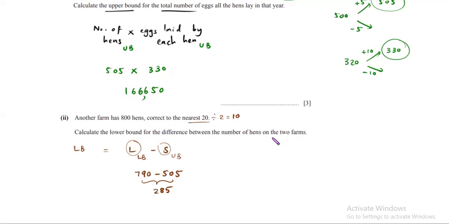So this will be the lower bound for the difference between the number of hens on both the farms. If you check the prediction paper 2 video, the question that I have selected relating upper bound, lower bound is connected with speed. So you can go through that as well so that you will get a clear understanding about how to work this topic. Let's move on to the next predicted question that we have.